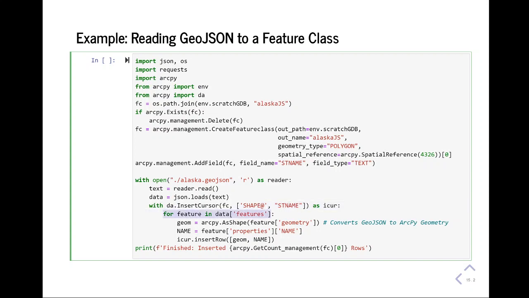And we say for every feature inside our data, which is right here, and this comes from our GeoJSON, we're going to take our geometry and pass it into a function called ArcPy.AsShape. And what ArcPy.AsShape is going to allow us to do is convert that GeoJSON to the ArcPy geometry. We're then going to grab the name from the properties and insert a new row in for each part that's in there. So let's go ahead and run this.